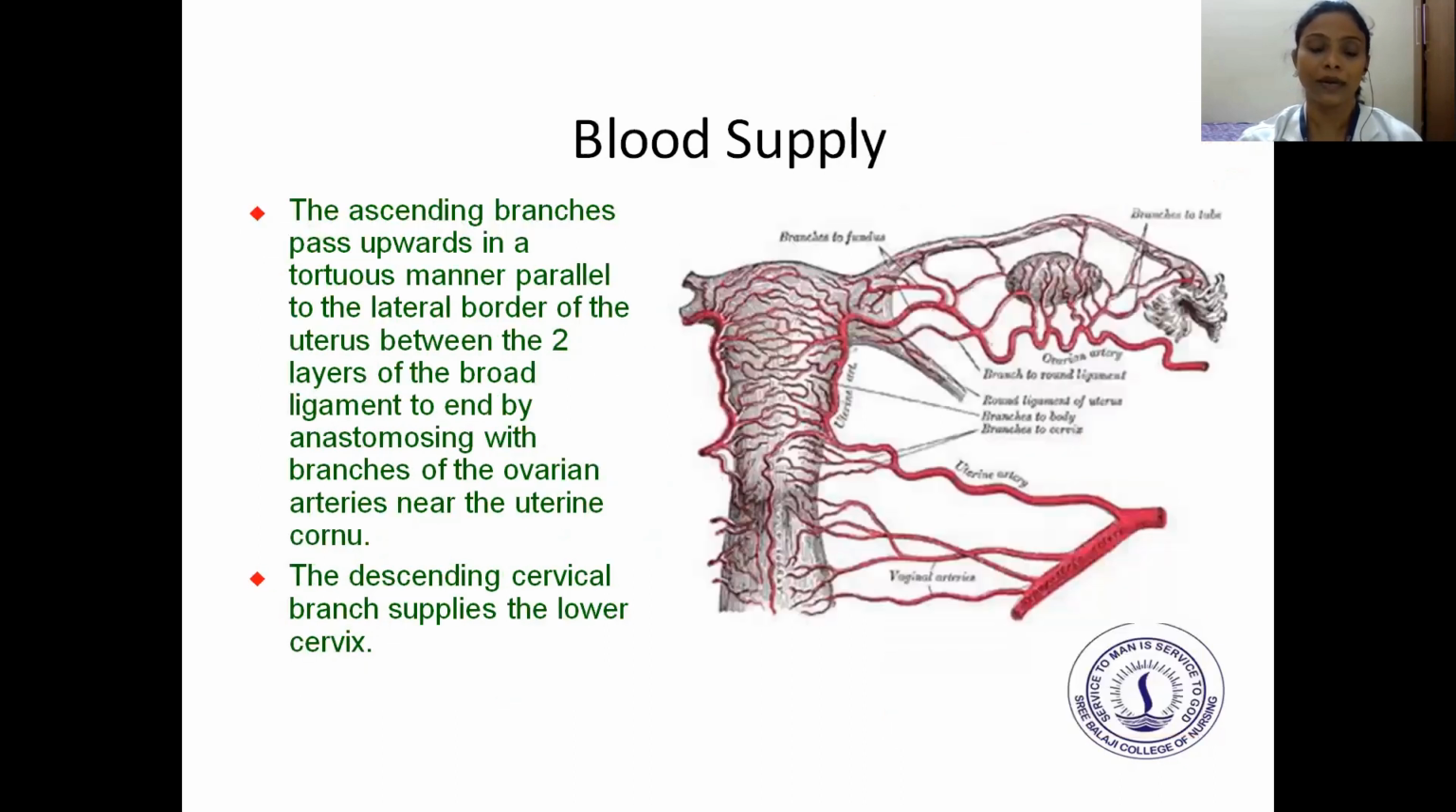Next is the ascending branch. The ascending branch passes upwards in a tortuous manner parallel to the lateral border of the uterus between the two layers of the broad ligament to end up by anastomosing with the branches of ovarian arteries near the uterine cornua. The descending cervical branch supplies the lower cervix. You can clearly see this in the picture given here.